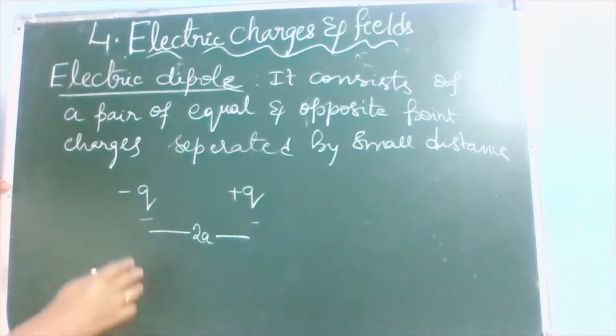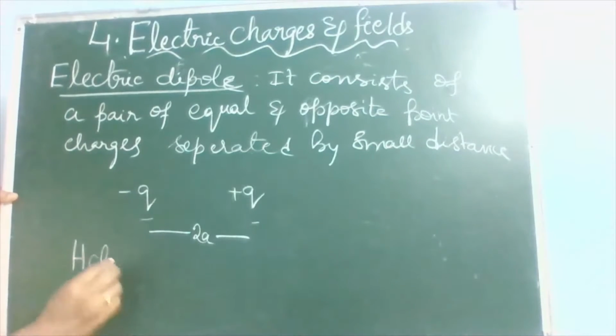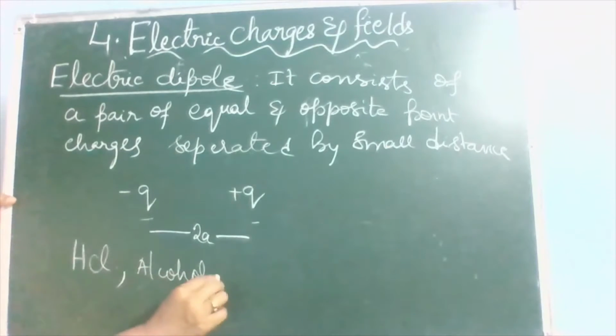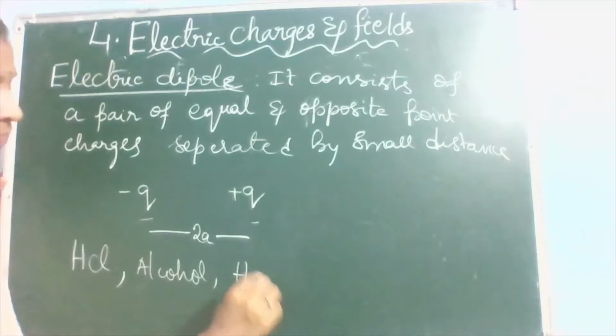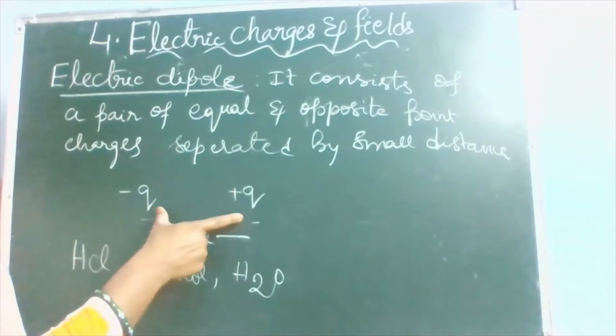For example, some molecules like hydrochloric acid, alcohol and H2O are examples of electric dipoles. In HCl, the dipole consists of opposite charges separated by a very small distance.